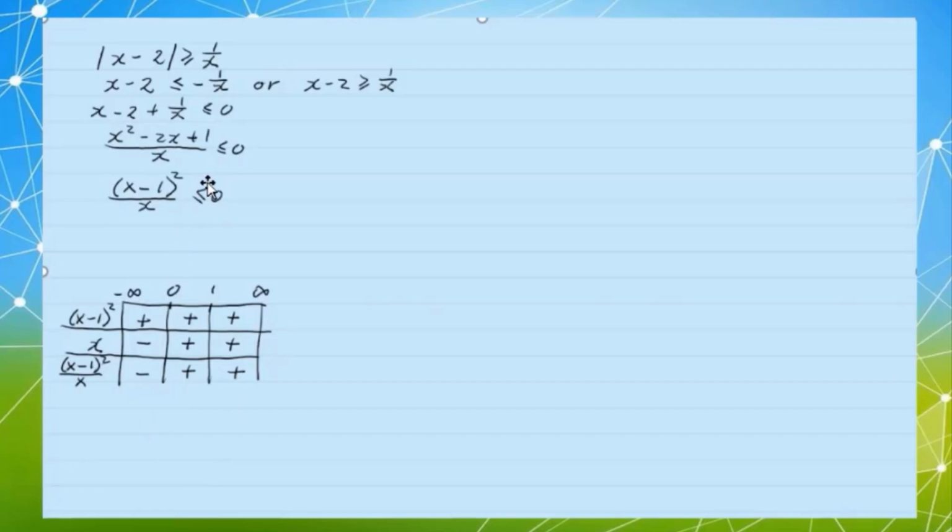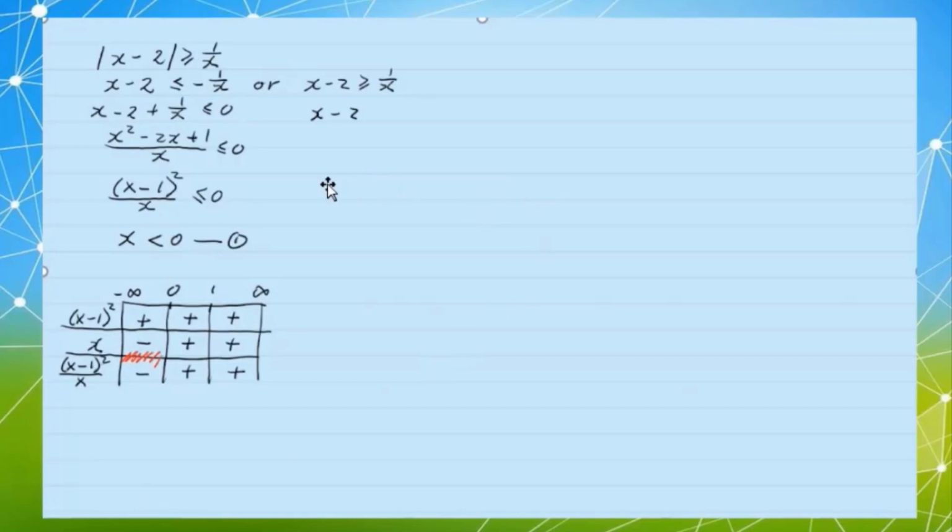Since the inequality is less than, we are going to take the values of x where it is negative here. So the set of values of x in this inequality is x less than 0, but not including 0, because x is the denominator and we know that the denominator will never take 0.